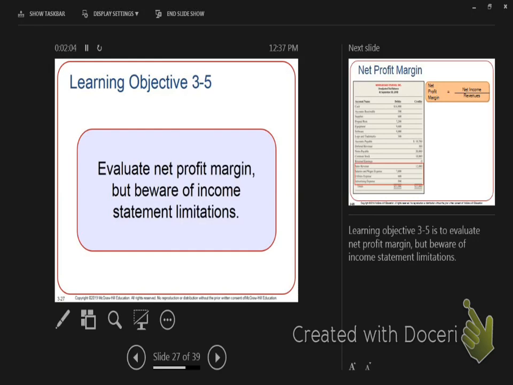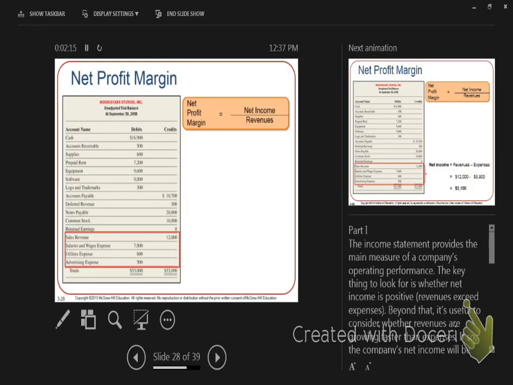It kind of gives it away, doesn't it? What's profit margin going to be looking at? Your profit on your company, all right? So in order to look at the profit of the company, you're going to look at net income and you're going to look at revenue. That's how you evaluate your profit.